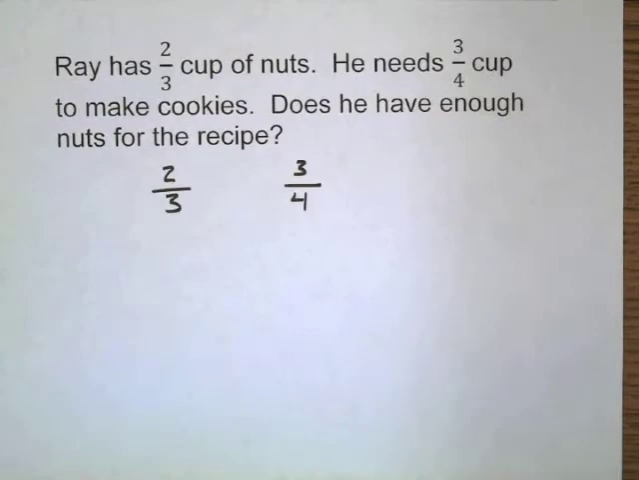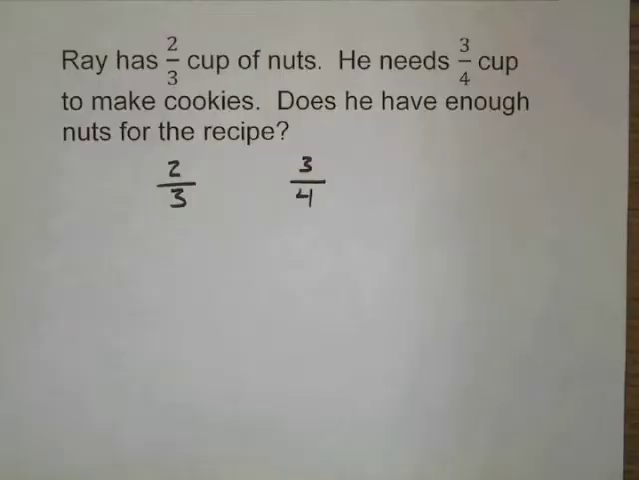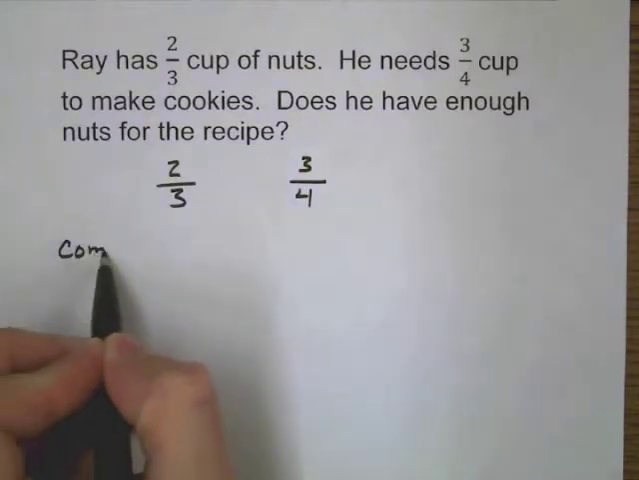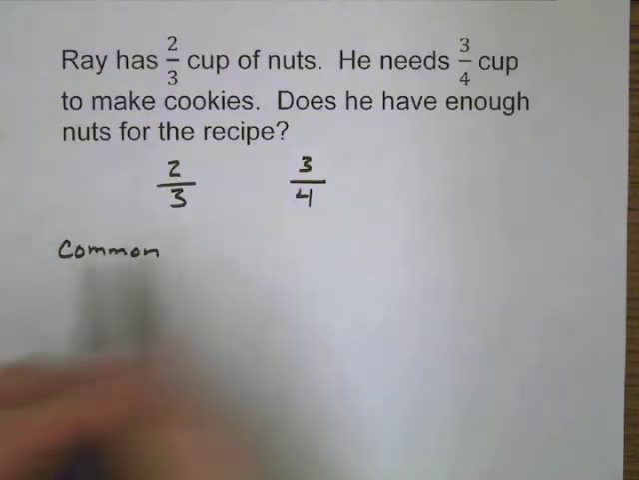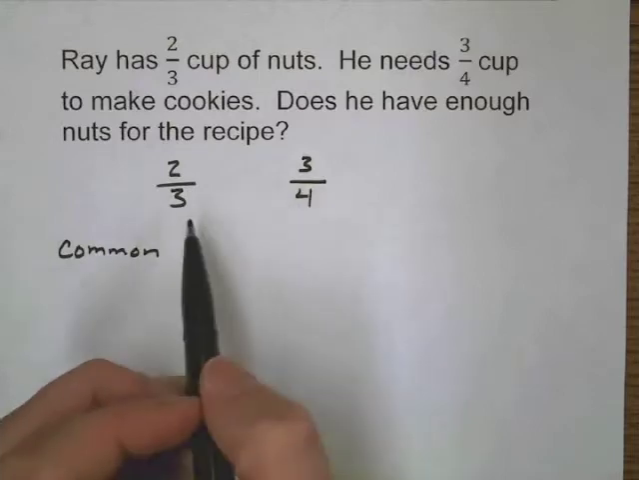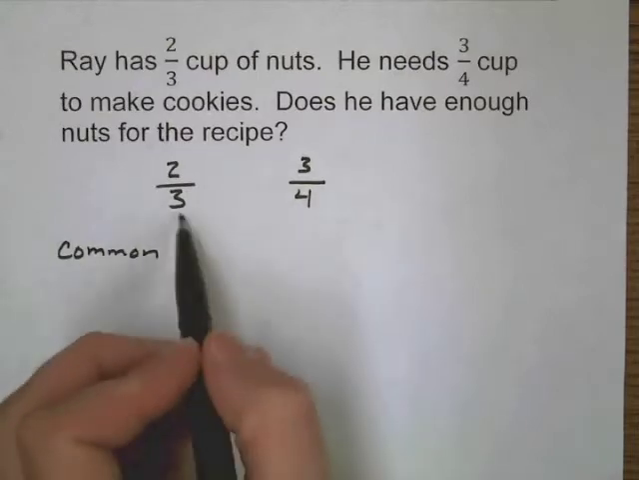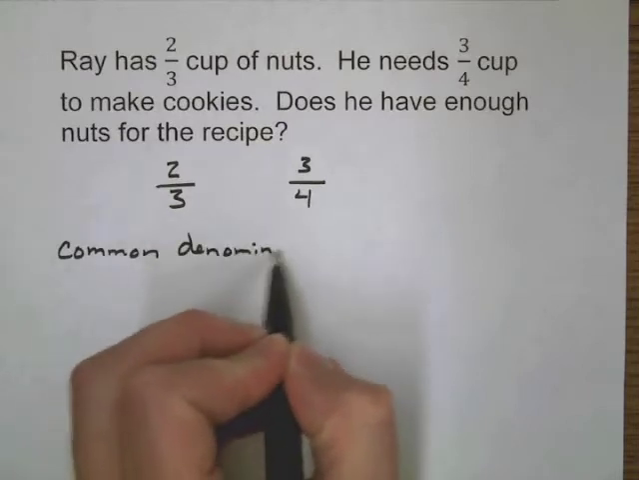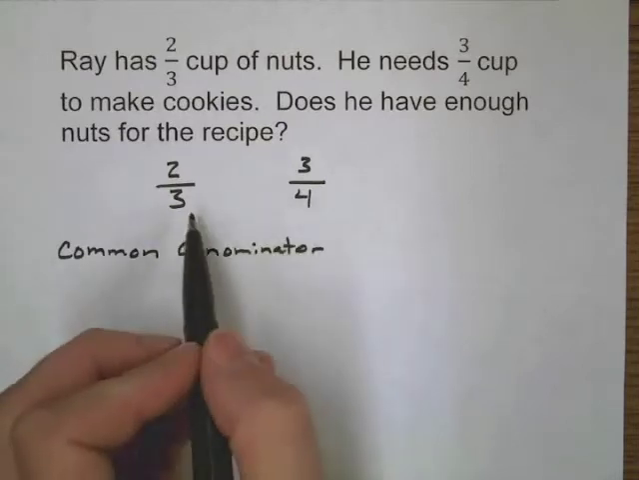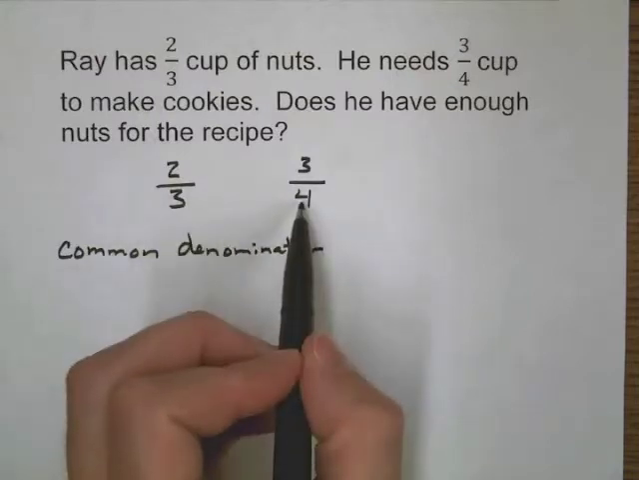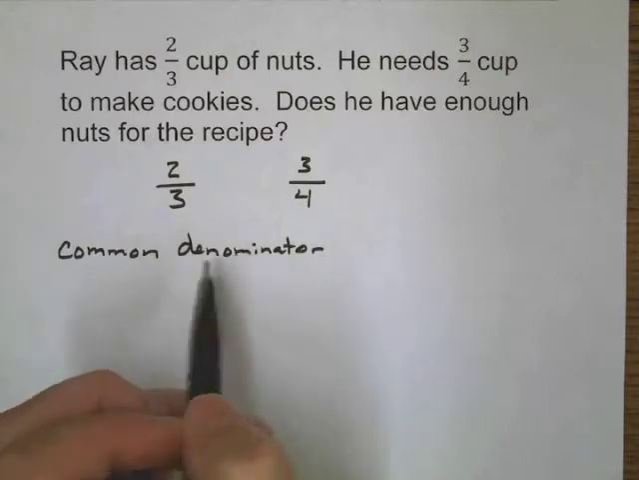Now we could use a picture model to solve this, but another way to do it would be to find a common denominator. So something where we find equivalent fractions for both fractions, but finding those equivalent fractions would lead us to the same denominator. So we want to look and think about what we have here and what these numbers can lead us to in terms of a common denominator.